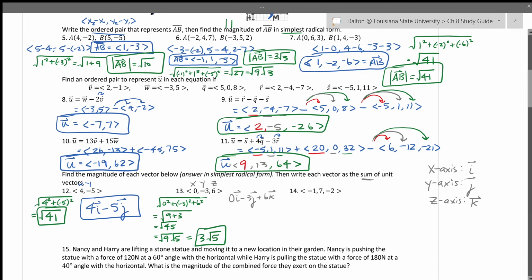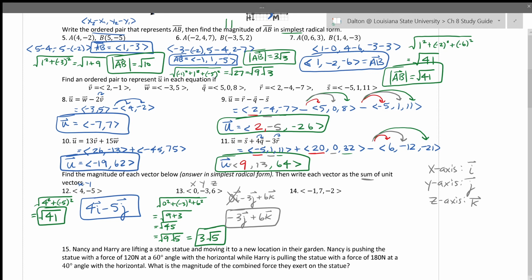Now, 0 times anything is just 0. So as your final answer, we'd have 3 times vector j, not vector 3j, 3 times vector j, there we go, plus 6 times vector k as your final answer there.